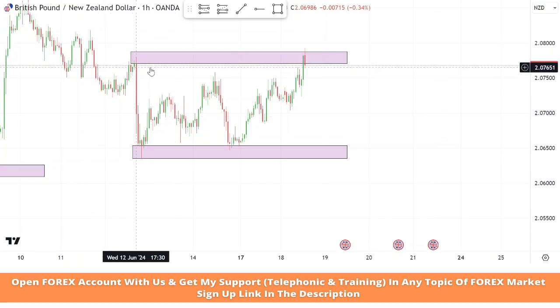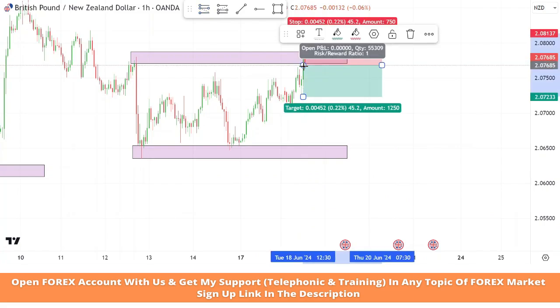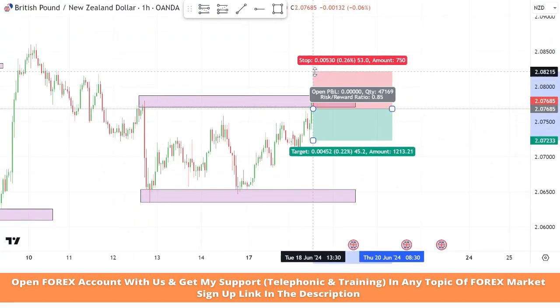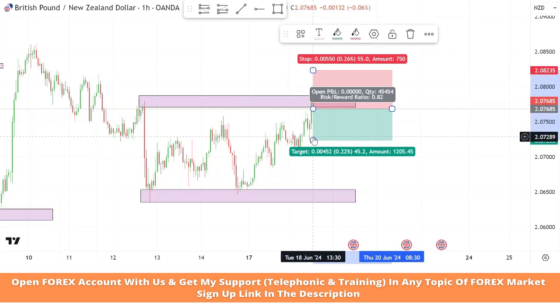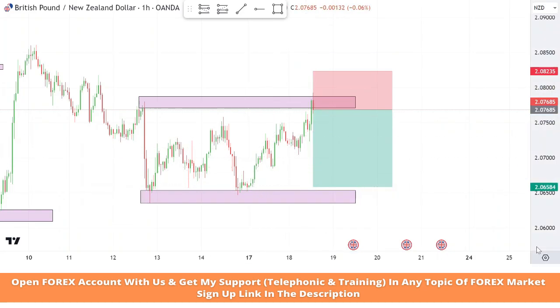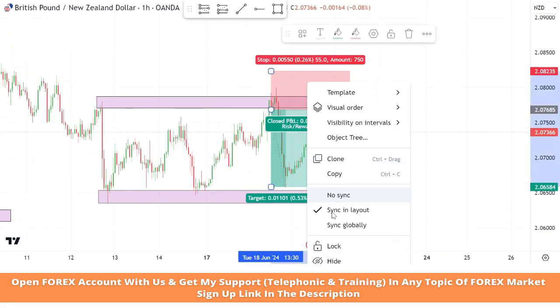Market got rejection from resistance zone second time and a red candle formed. We will take sell trade. We set stop loss at last high of the candle and take profit 1:2. We won this trade too.